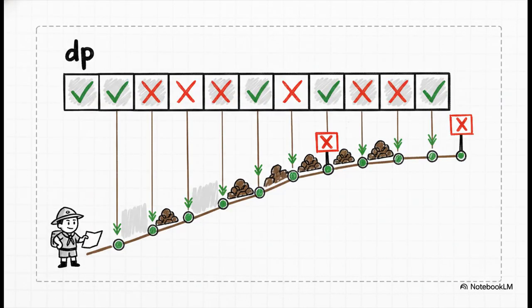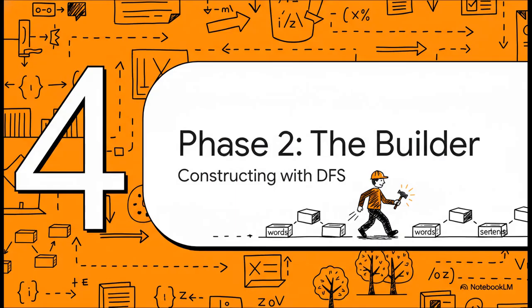So after the scout has done all its work, what do we have? Well, our DP array isn't just a list of trues and falses anymore. It's a map. It's basically a treasure map left by the scout telling our builder exactly which starting points are promising and which ones are total dead ends. All right, map in hand, it is time for phase two. Let's bring in the builder.